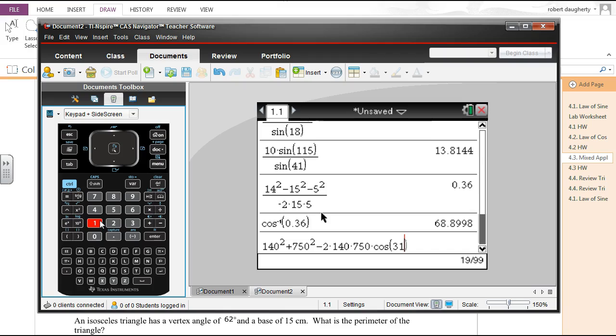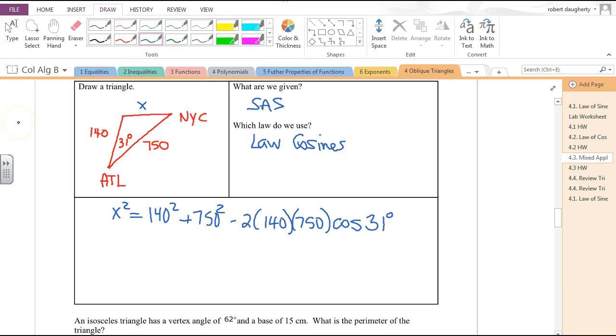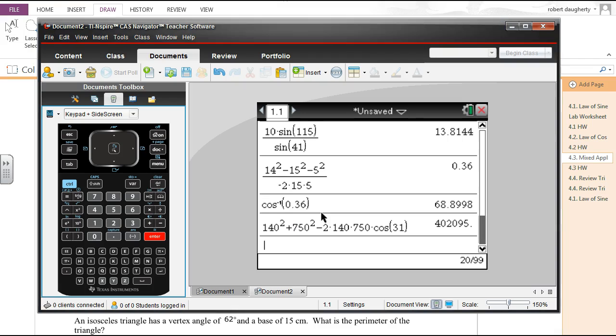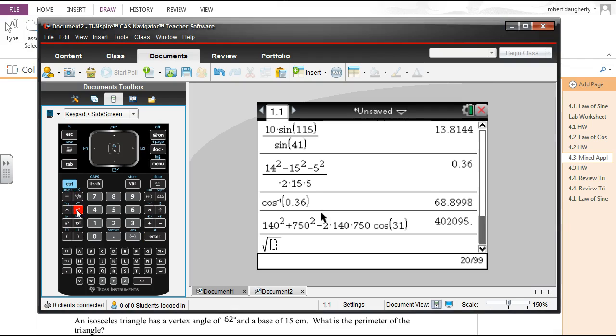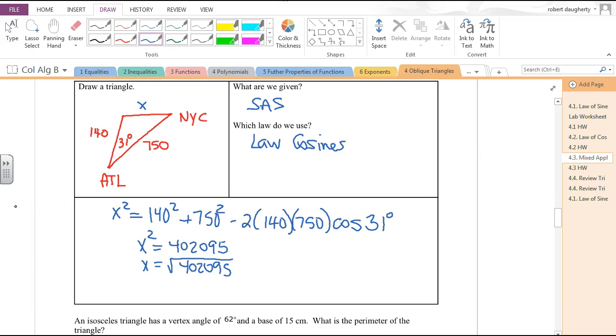Was it 31? Yeah. So that is 402.095. So x squared equals 402.095. How do I find x? Square root. So x is going to be the square root of that. Just go back to your calculator, hit your square root button. Instead of typing this number down, just use that button to recall it. And so it's 634.11. And then you just hit enter to bring that number down. So 634.11.